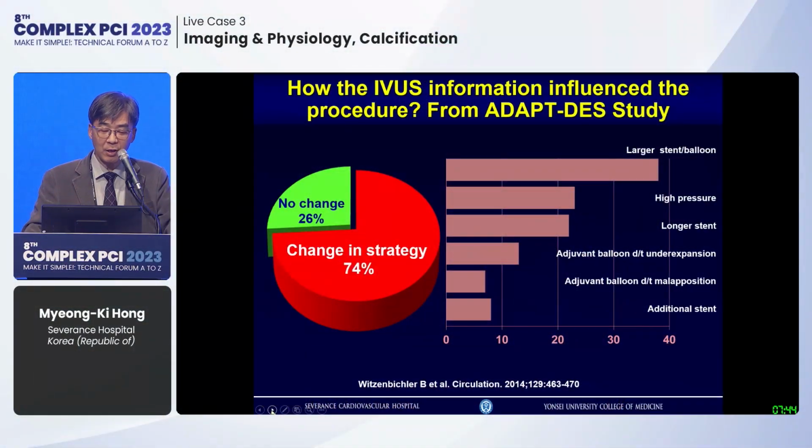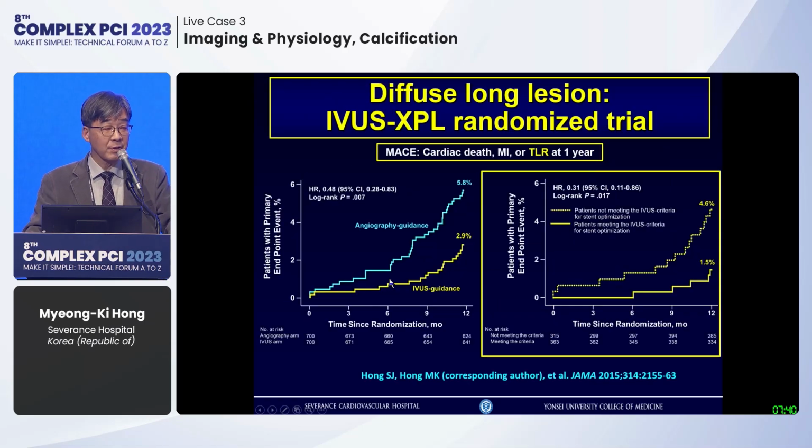I'd like to talk about imaging-guided optimization in complex PCI. My disclosure. As we know, there is a change of treatment strategy during PCI when we use intravascular imaging, and the percentage is as high as 74%.